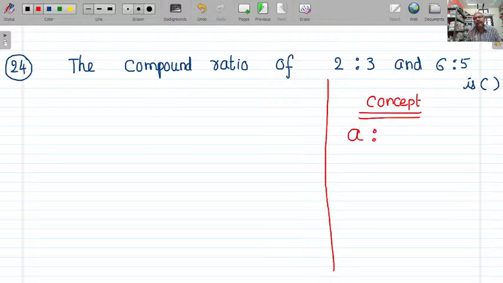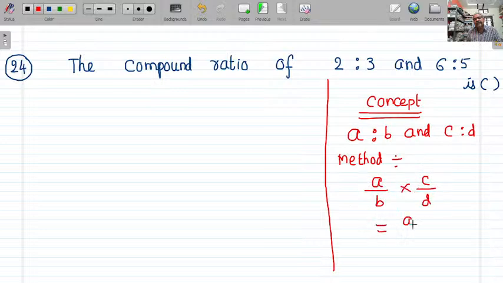Compound ratio of A is to B and C is to D. How to find? It's a very simple method here. First A is to B, you write A by B. C is to D, you can write C by D. Multiply, and you will be getting AC divided by BD. So the compound ratio is AC is to BD. That means the product of the first terms is to the product of the second terms. So that is the compound ratio.